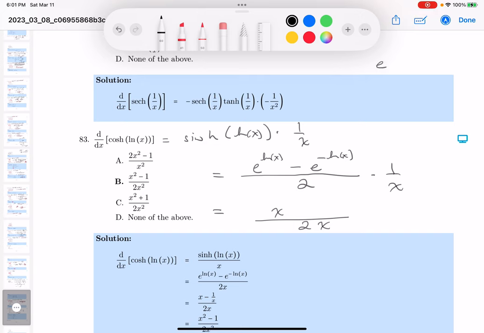And this is actually going to, let me write this over here. e to the minus ln x is actually going to be e to the ln 1 over x. All right? So what's that going to be? It's going to be minus 1 over x.